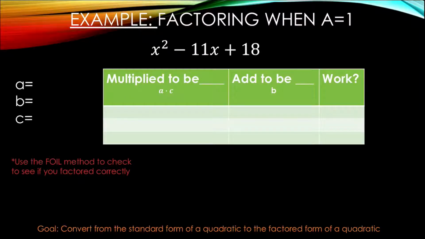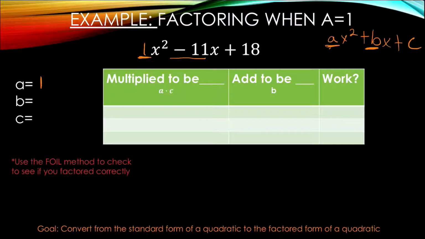So I have my standard form. We're factoring when a is equal to 1. Remember, my standard form is ax squared plus bx plus c. The very first thing is we're going to identify all of these components. Notice my a is in front of the x squared. If there's no number in front of the x squared, that means that a is 1. We like it when a is 1, and you're going to see why today and probably realize it more in the next lesson.